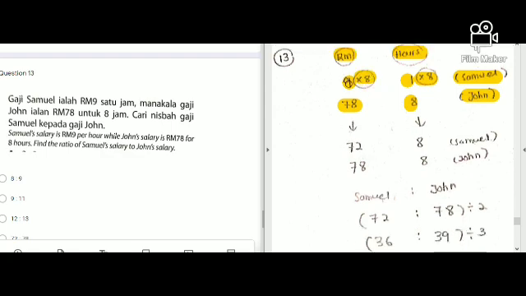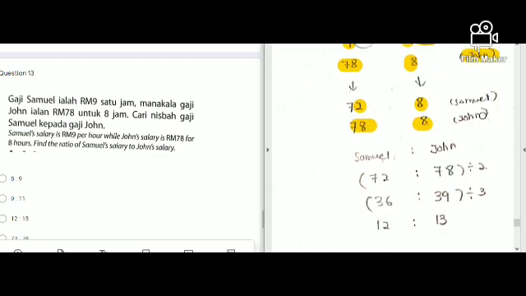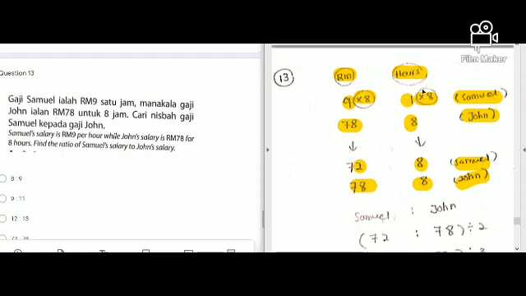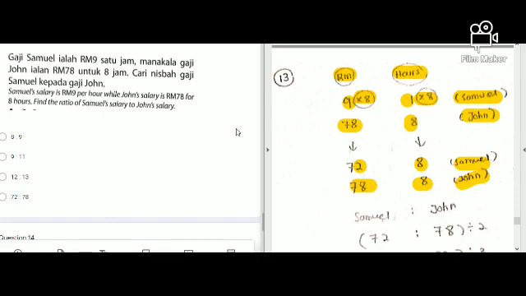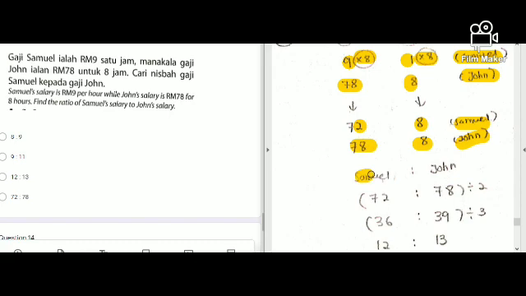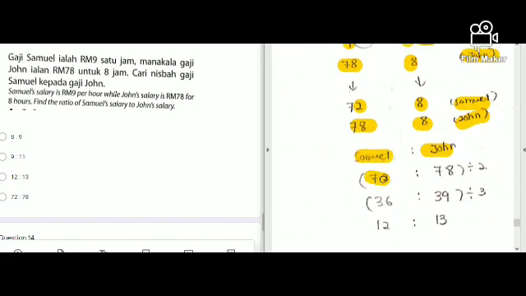So when 1 multiply with 8, the number in the same row here must also multiply with 8. So it will be 9 multiply with 8, 72. Here 1 times 8, 8. Here 78, just maintain. Here also 8. So now you can see Samuel and John, the hours is same. In the question, it just want to see the ratio of the salaries. So you need to focus just on the ringgit. Samuel ratio to John. So Samuel is 72 and John is 78.